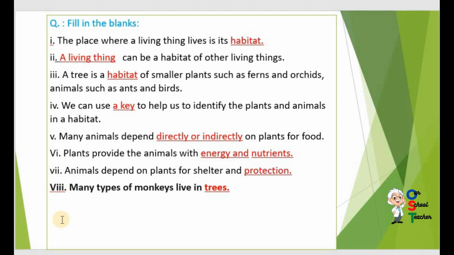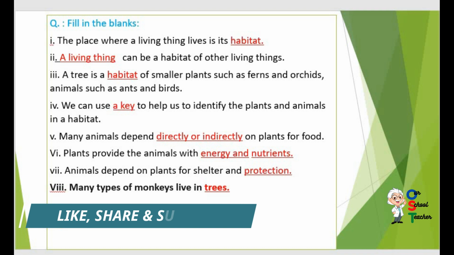Number 4, we can use a dash to help us identify the plants, animals, and a habitat. Number 5, many animals depend dash on plants for food, directly or indirectly. Number 6, plants provide the animals with dash and dash. Number 7, animals depend on plants for shelter and dash. Number 8, many types of monkeys live in dash. So these are 8 blanks and you have to write them in your notebooks.